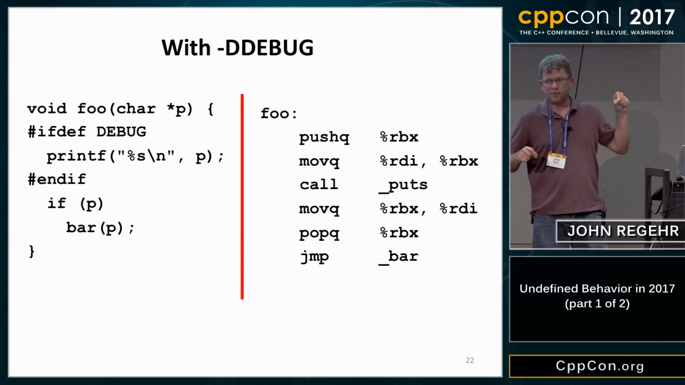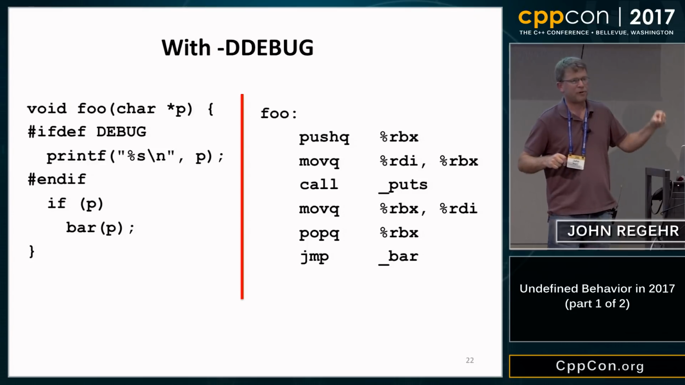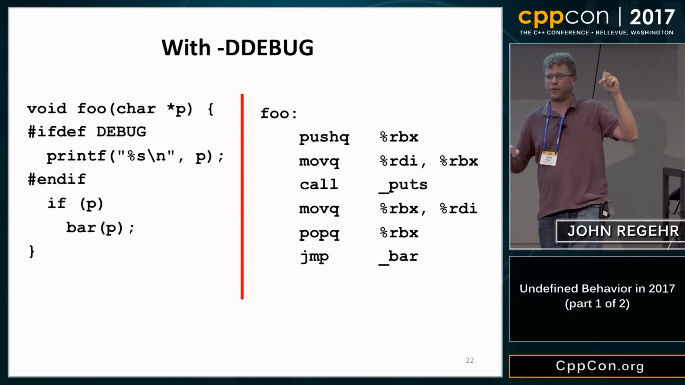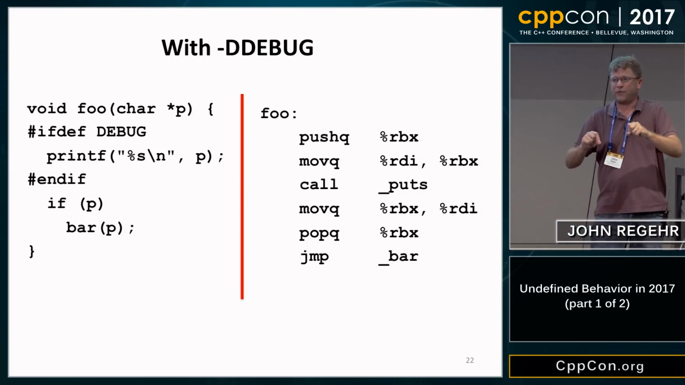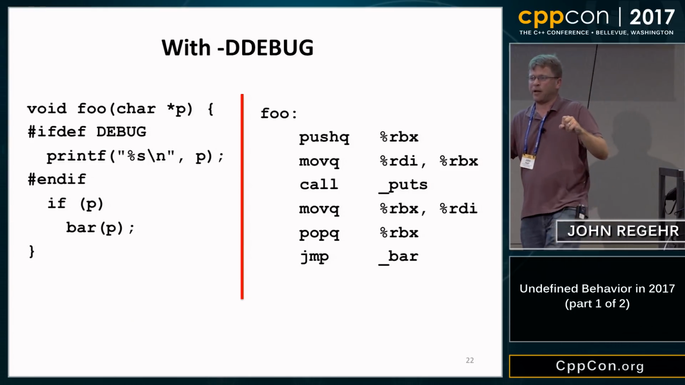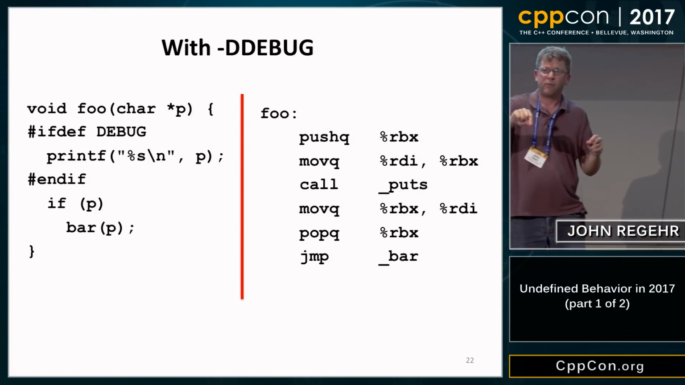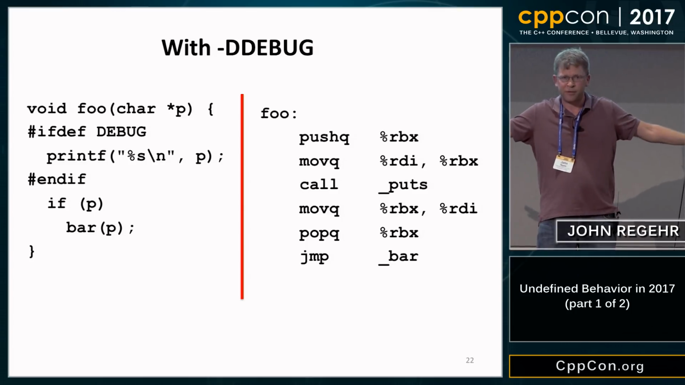So I've constructed the example fairly deliberately to show that effect. It's almost like quantum mechanics or something, right? We didn't want looking at P, we didn't want printing it, to affect the semantics of the rest of the program, but it did.